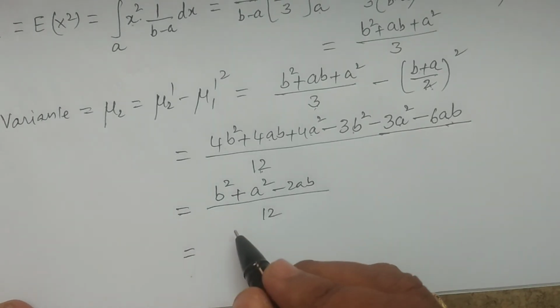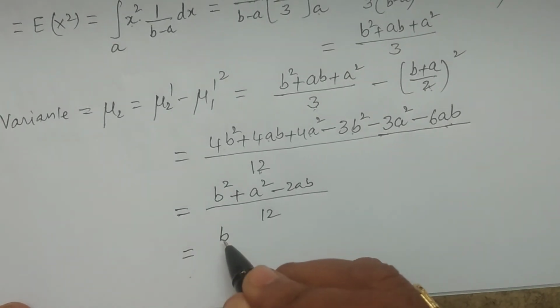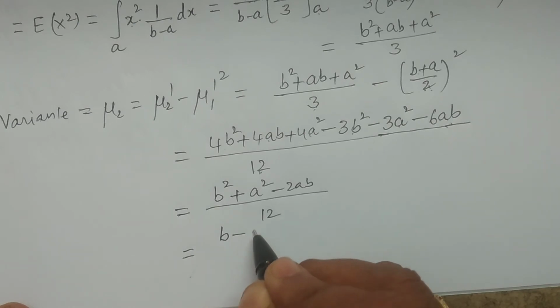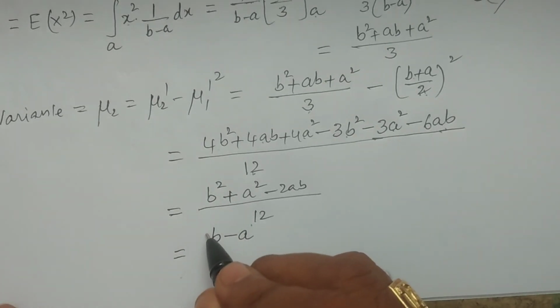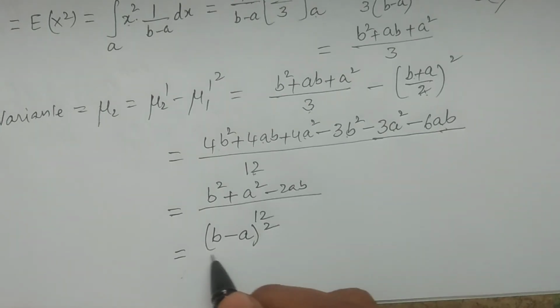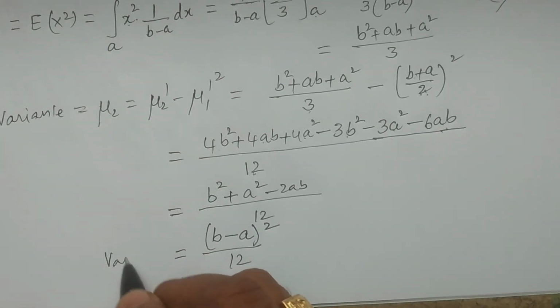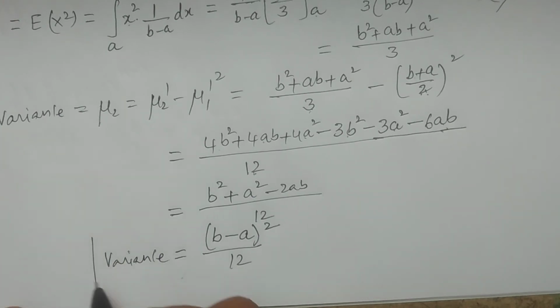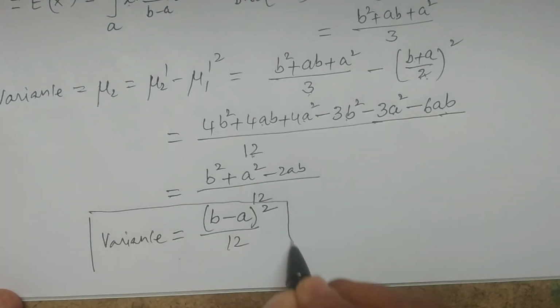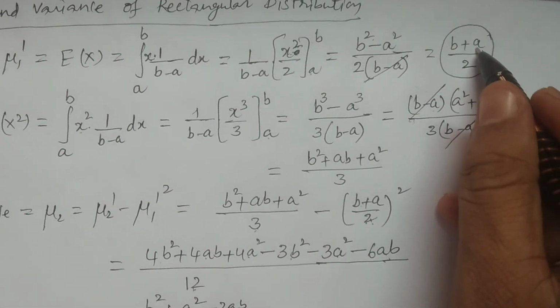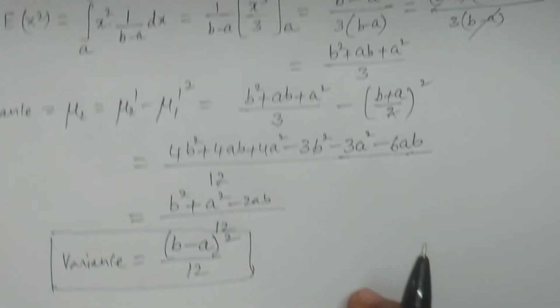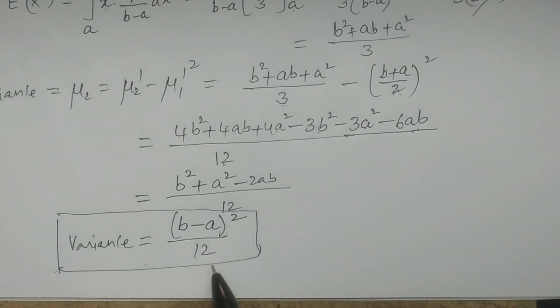I am writing in an order, that's all. You can write a minus b or b minus a, but b is the upper value and a is the least value. In the limits a less than x less than b, b is the highest value and a is the least value. So I write b minus a whole square divided by 12. This is the variance. The variance of the rectangular distribution is b minus a whole square divided by 12, and the mean is b plus a by 2. Hope you understand. Thank you.